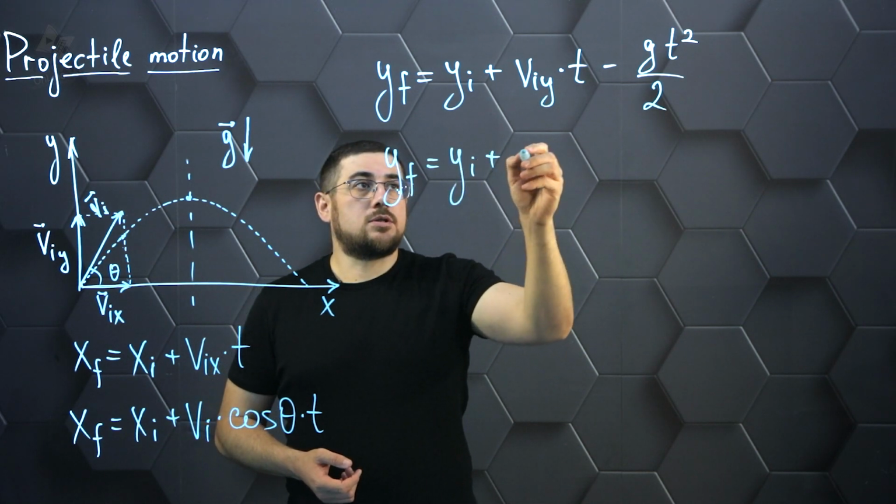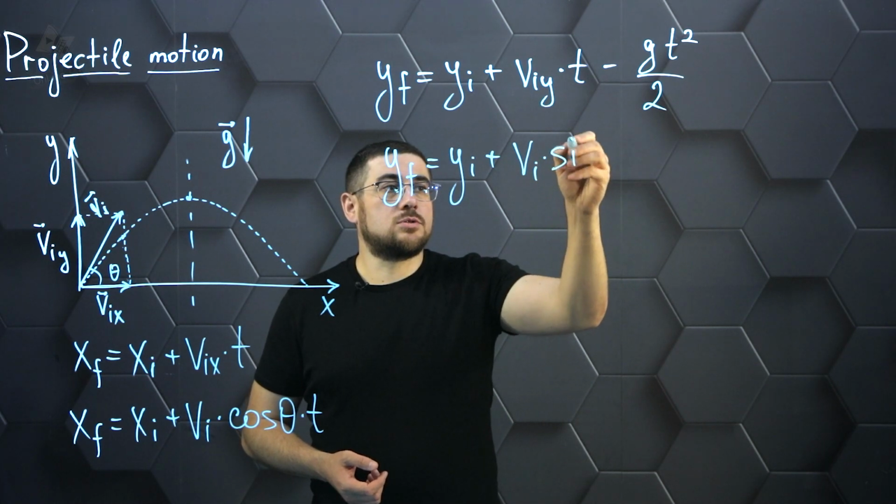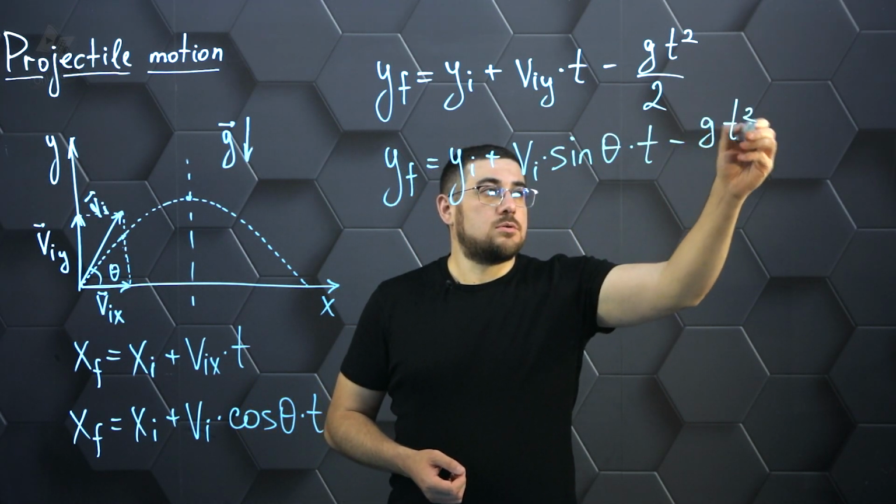We put the initial coordinate for now. The projection of velocity along the y-axis will be equal to v initial multiplied by the sine of the angle theta, multiplied by t, minus g t squared by 2.